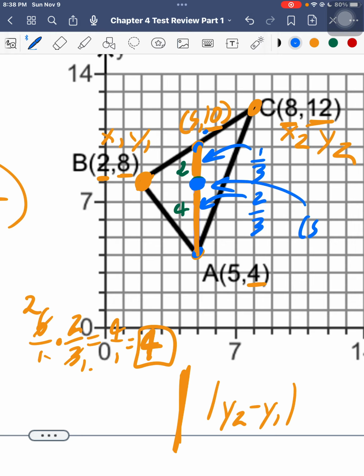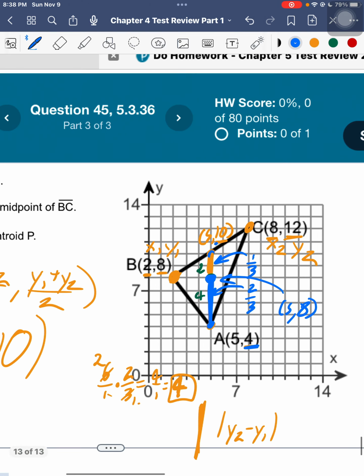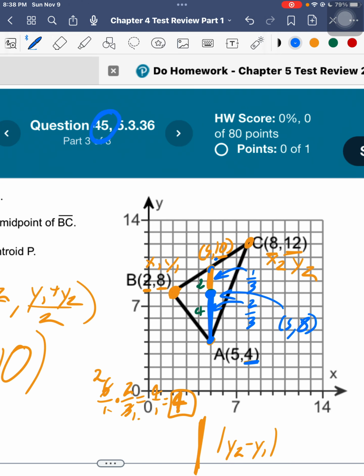So my centroid, what's the location? It's 5, 8. And we can solve that pretty easily because if we went up 4, what do I have to do to this 4 down here? I just have to add 4 to it. So it's 5, 8. So this is another question that is tricky, so we can go over this one as well.